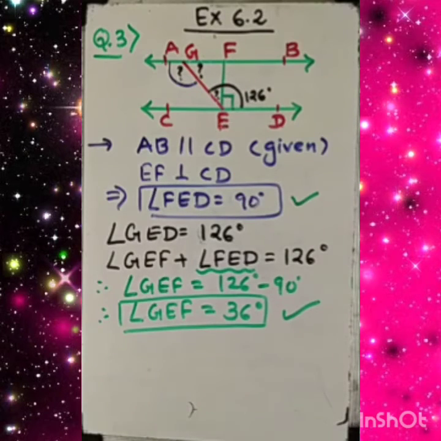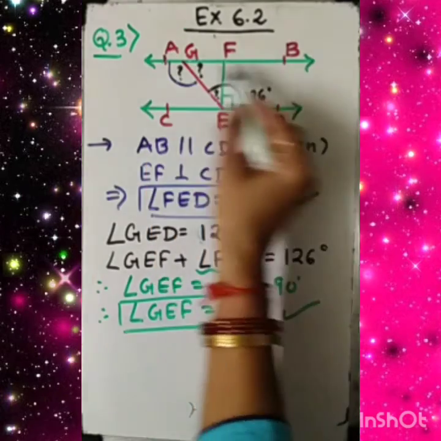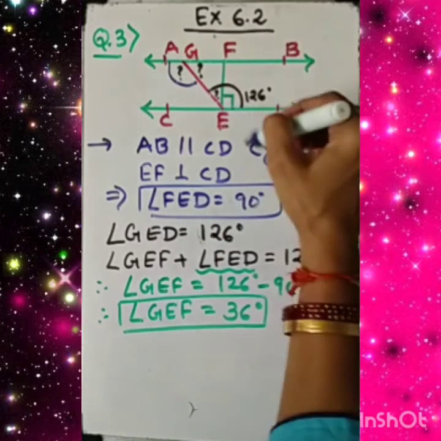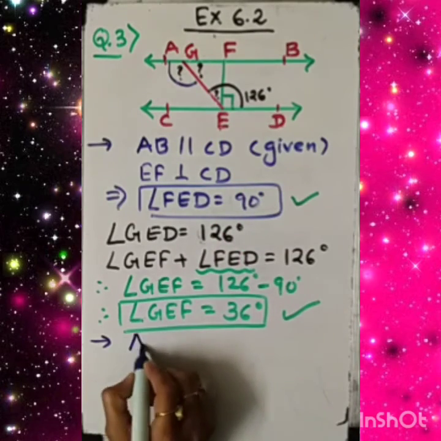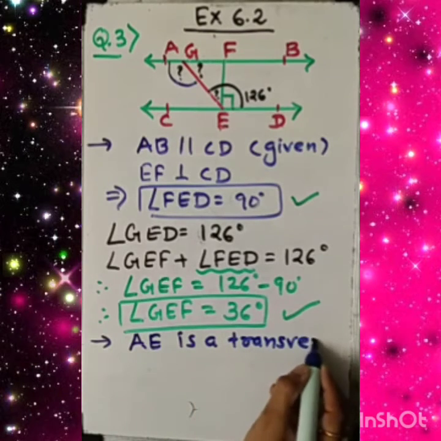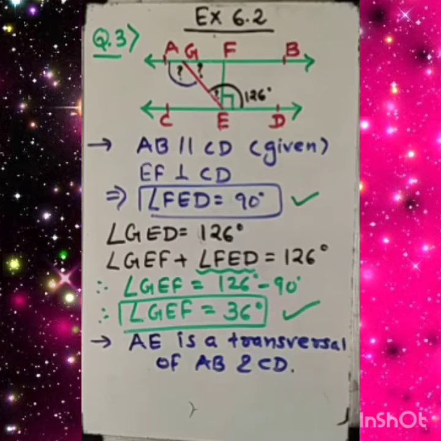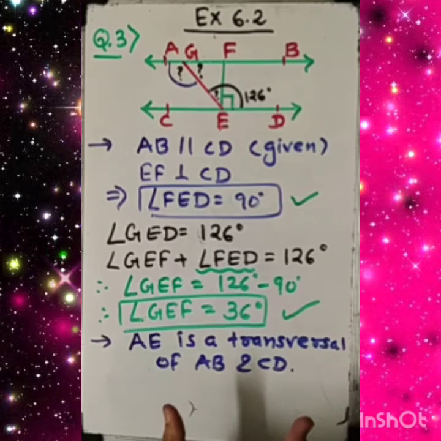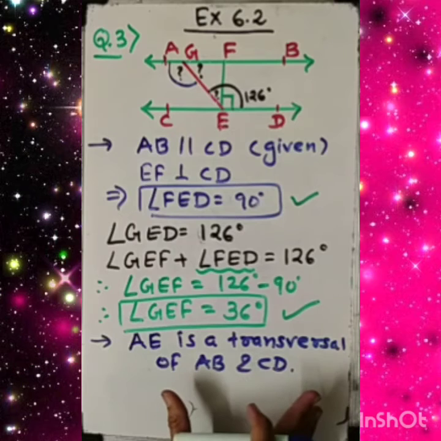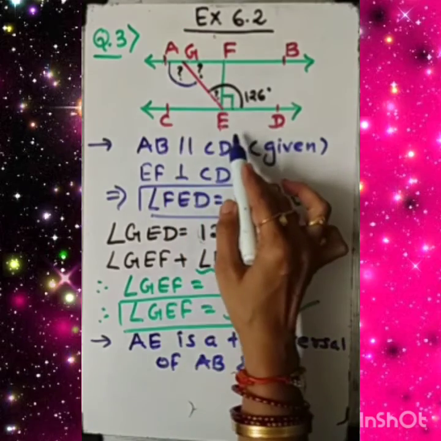Got it? Now the next step. Here AB and CD are parallel, then AE is a transversal of AB and CD. You must give yourself the habit of subjective work also. That's why always try to write in your own words. Try to understand on your own, and write in your own words. AE is a transversal line to AB and CD.